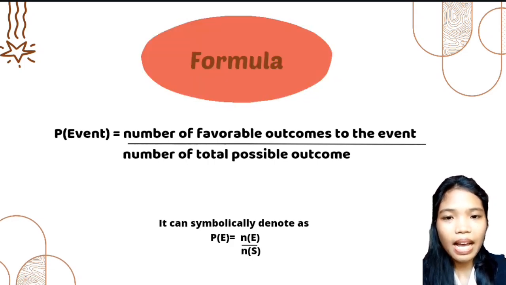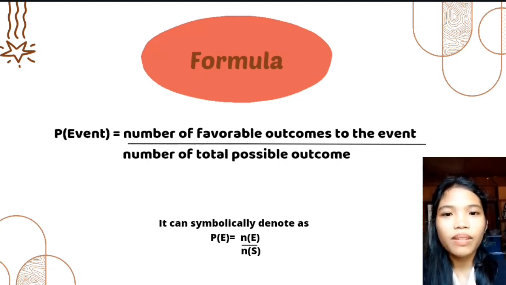The formula is P of event is equal to the number of favorable outcomes to the event over the total possible outcomes. And also it is denoted as P of event is equal to N of event over N of S. So N of E, or N of event, is what is being looked for in the problem, over the S that stands for the total possible outcomes.